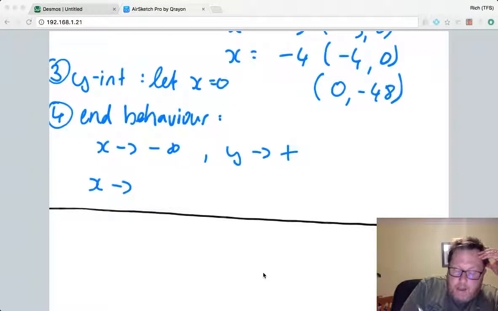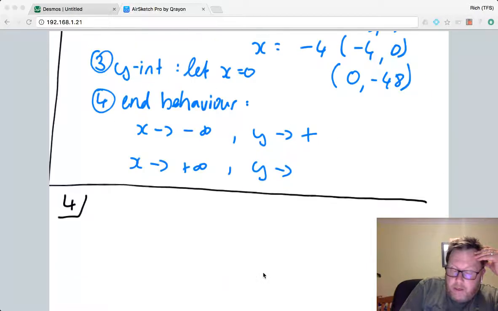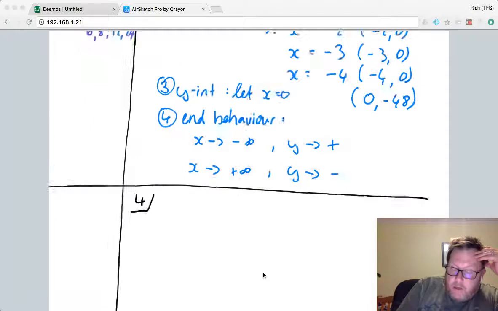and as x approaches positive infinity, what's happening? Looking again at just the x cubed term, x is positive, cube a positive and you get a positive, multiplied by a negative and you get negative. So y is negative. Okay, so there you go.